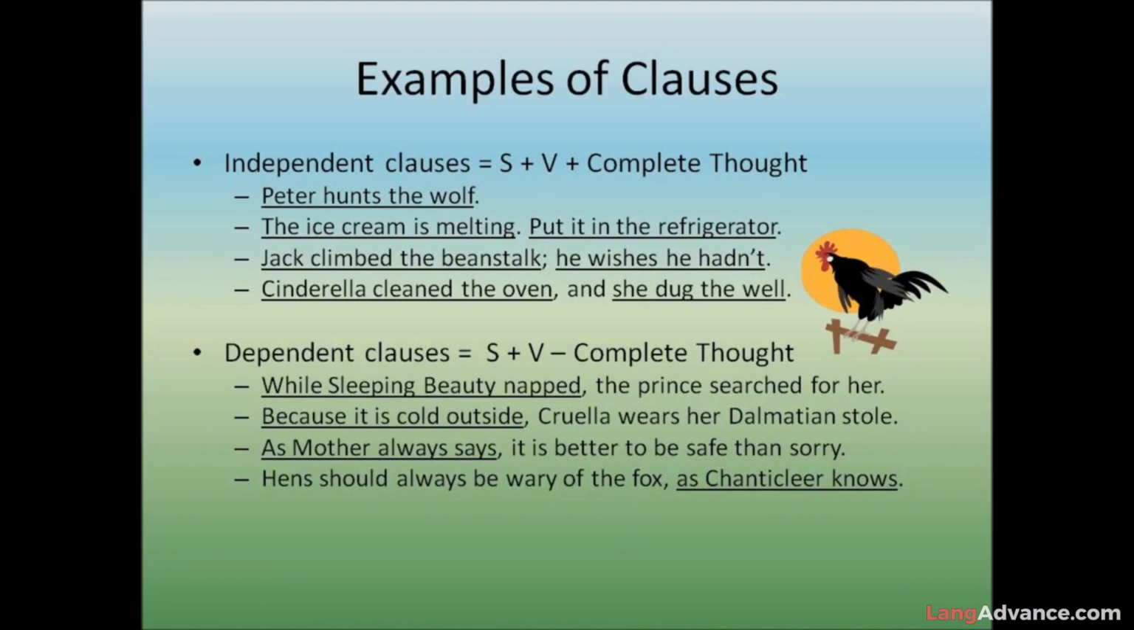well. Some examples of dependent clauses, which sound a lot like sentence fragments, include: while Sleeping Beauty napped, because it is cold outside, as Mother always says, as Chanticleer knows. Notice that the dependent clauses, again, sound like sentence fragments, whereas the independent clauses sound like complete sentences.